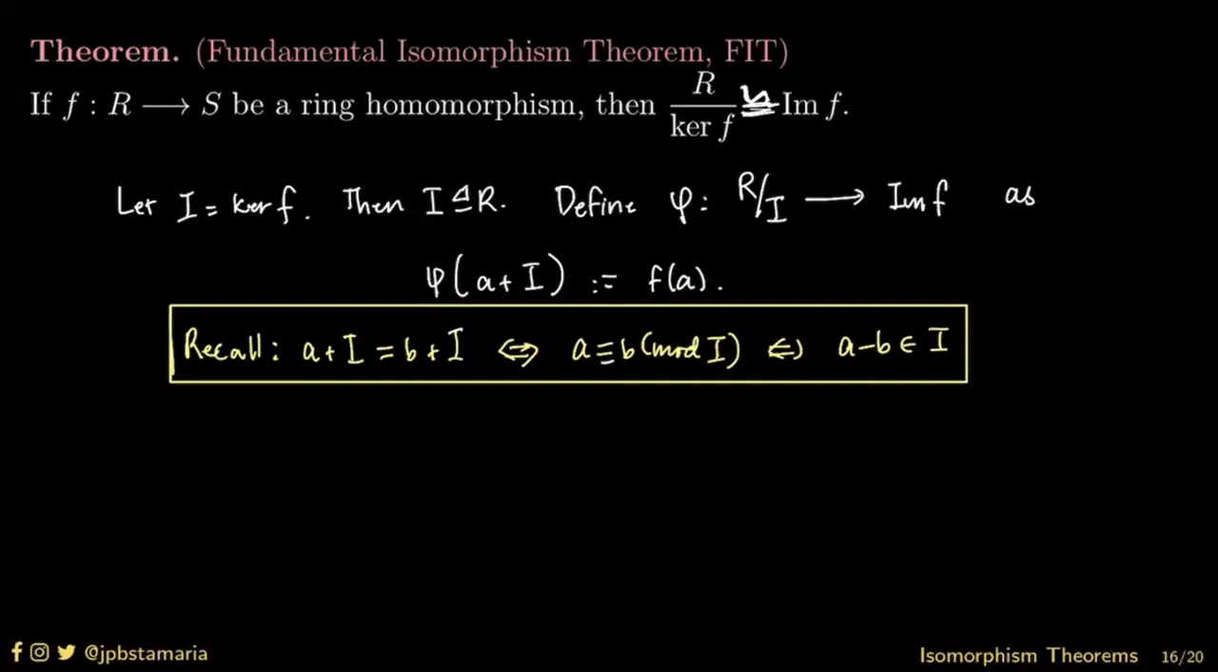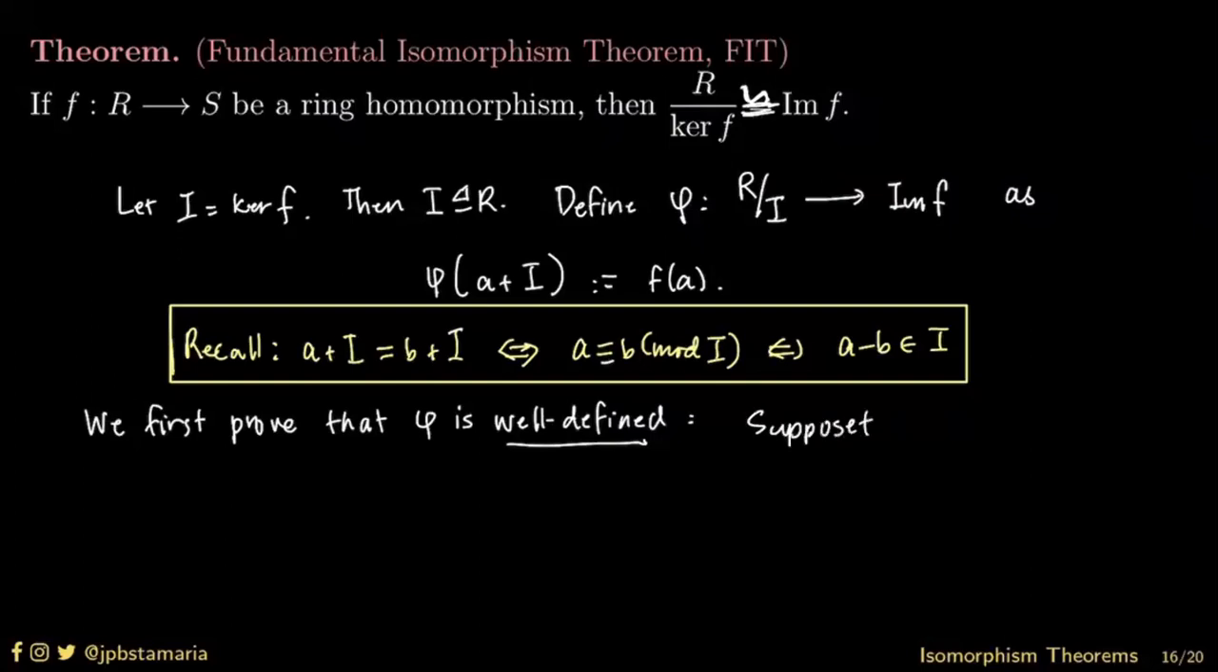Ito na naman tayo. Ang tawag dyan yung well-definedness. Naalala niyo to? Yung last time, no? We first prove that phi is well-defined. Ang ibig sabihin natin ng well-defined, na kahit na mag-iba tayo ng representative na pipiliin for the coset A plus I, you will arrive at the same image. No? Ganito. Suppose that A plus I equals B plus I.